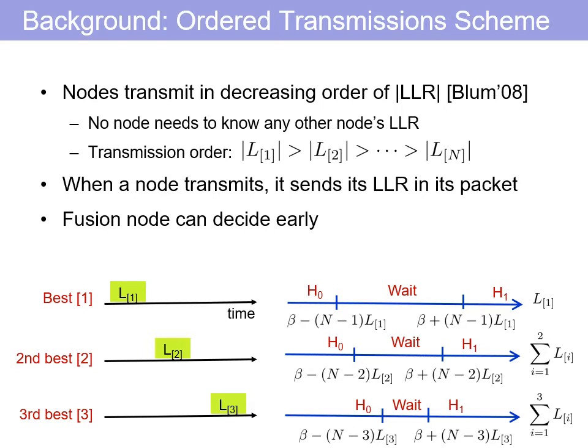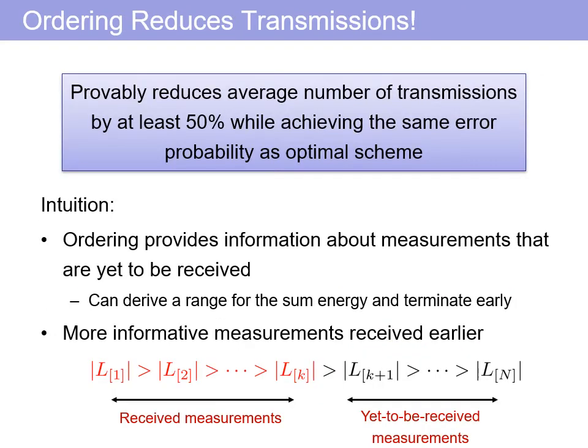And the really important thing is, if it does make a decision, it's exactly the same decision that the fusion node would have made if it had all the n measurements available with it, all the n LLRs available with it. That's the really interesting part about the scheme. And this is really what makes the scheme exciting.